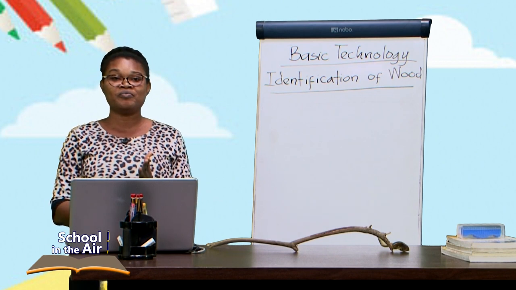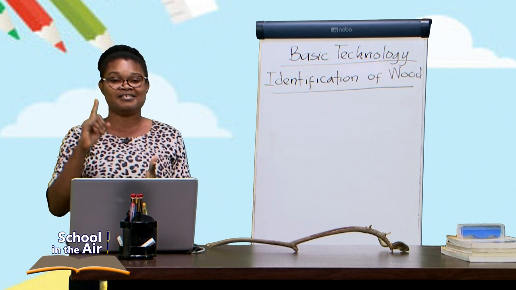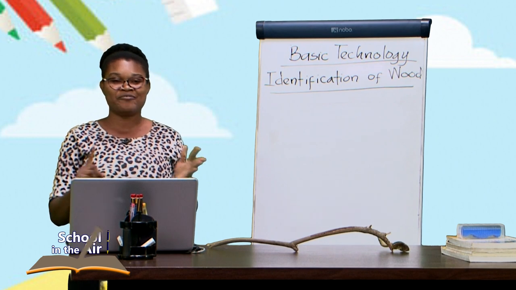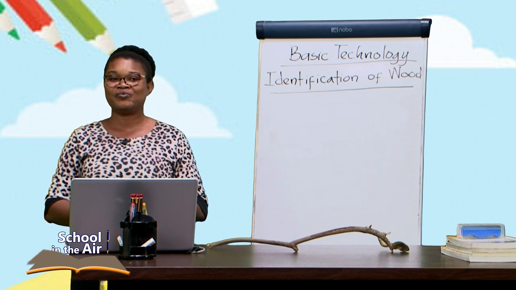It's in your parlor, it's in your restroom, it's in your kitchen, it's just everywhere. Do you know that wood is an engineering material just like rubber, plastic, ceramics, and metal? Wood is super strong, and you will not argue with me if I say that wood is one of the most versatile materials on planet Earth.